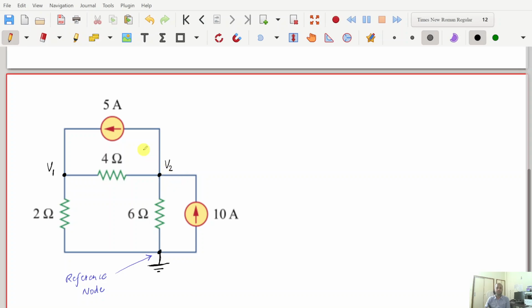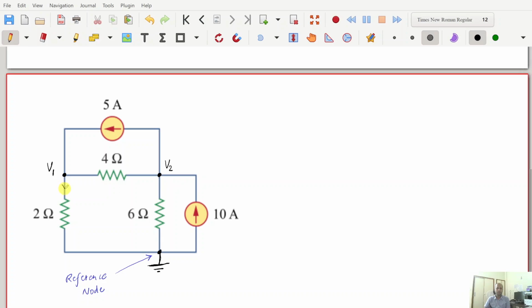Now if you see the 2 branches with the independent current source, we know the direction. The branch with the 5 amps current source, it is flowing from node 2 to node 1. The branch with the 10 amps independent current source is flowing from the reference node to node number 2. However, for the remaining branches with resistors, we don't know the direction, so we will arbitrarily assume.